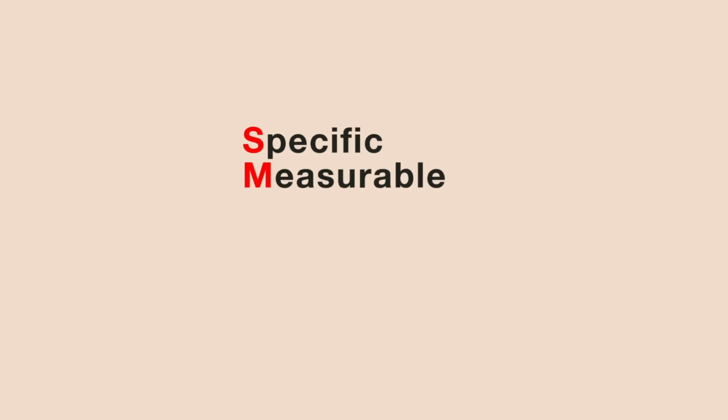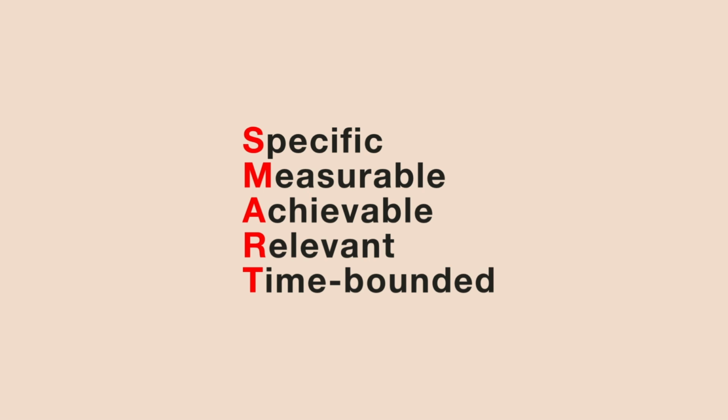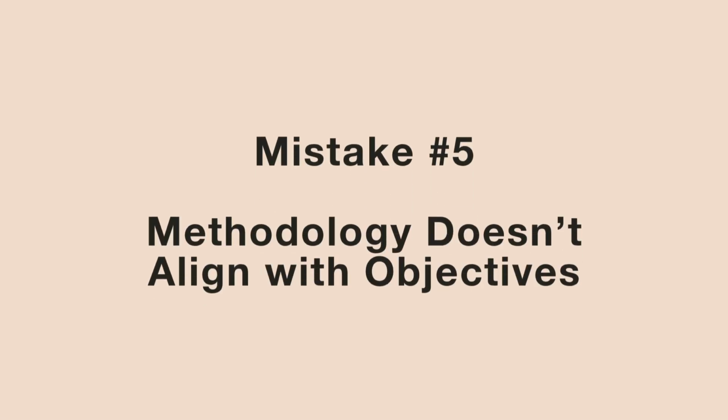Okay, which is very critical for academic precision. So remember that good objectives are SMART: specific, measurable, achievable, relevant, and time-bound. Mistake number 5, methodology doesn't align with objectives. So sometimes the proposed methods don't actually support the objectives or provide the data needed to evaluate.